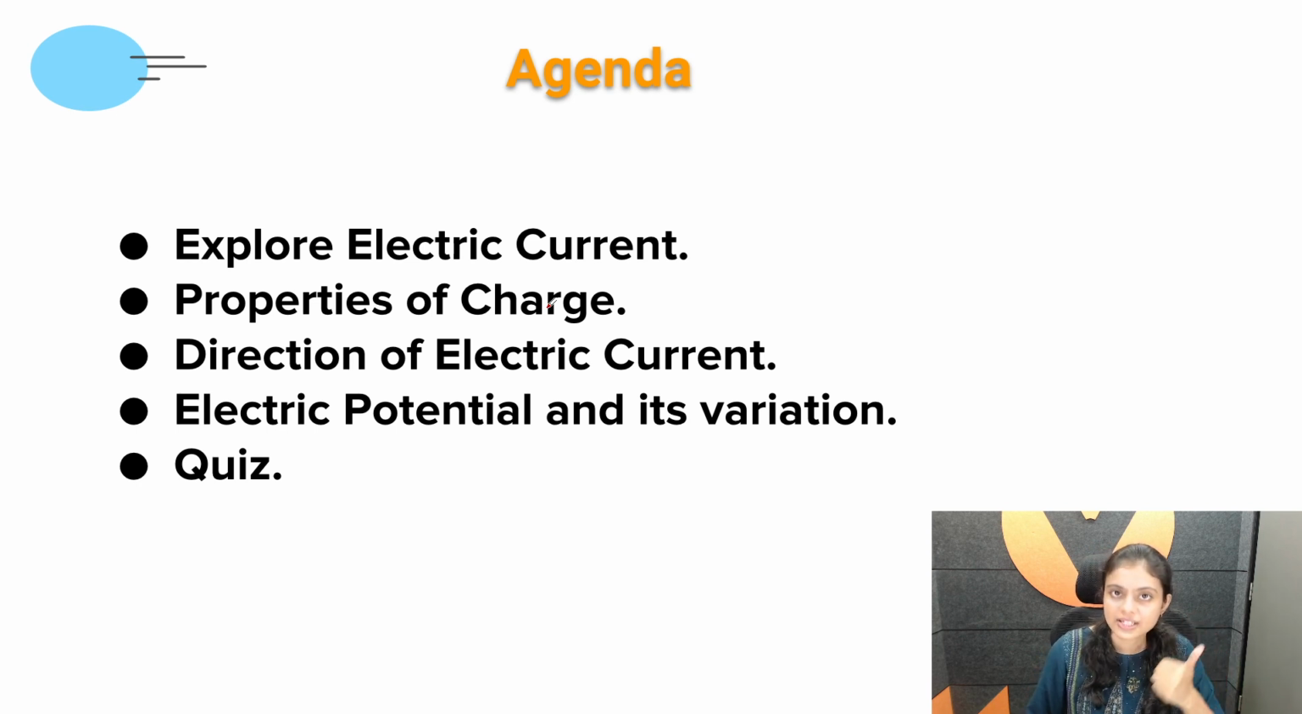We will first study what is electric current and how it is produced. It is because of charges. We will know that. Then we will know what is the direction of electric current, how it flows. Does it flow in the direction of negative charge or positive charge? We will study it in the third session. Next, we will go to electric potential and its variation. What is electric potential? How does it vary? Then we will have a quiz at the end.